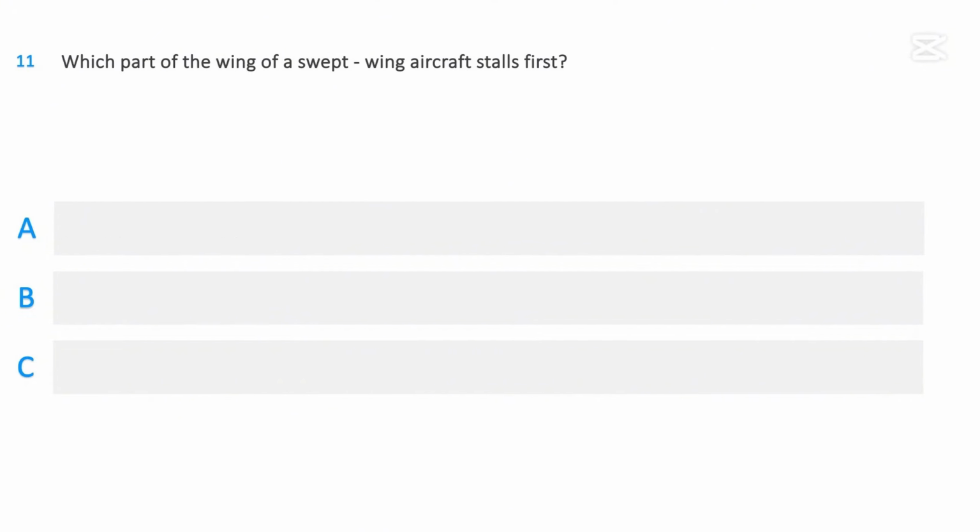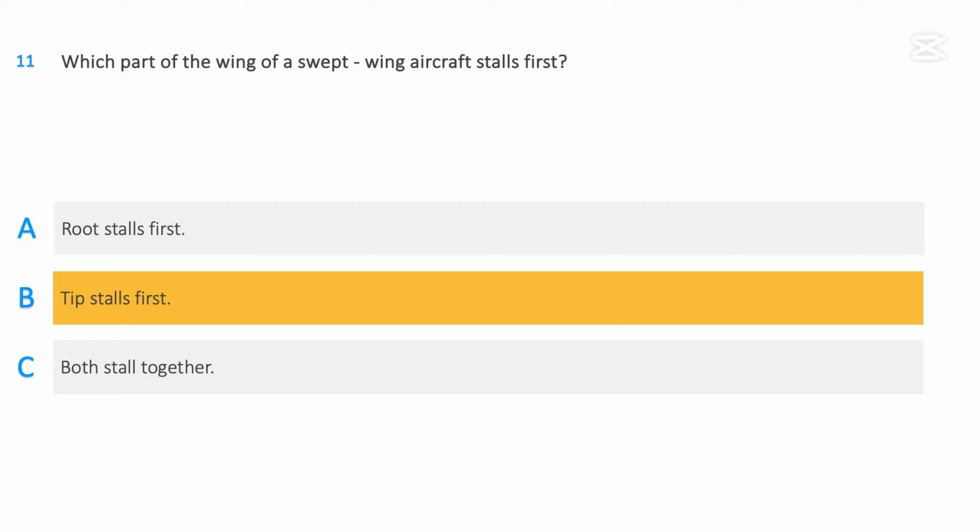Which part of the wing, of a swept-wing aircraft, stalls first? Root stalls first. Tip stalls first. Both stall together. The correct answer is tip stalls first.